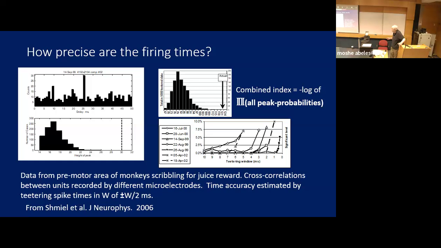We can say how precise firing times are. Here is an example from the work of Shmuel, a student of Menahem Abeles and me, who tried to estimate the precision of timing in firing. Here's a cross correlation between two neurons recorded through two different electrodes. You see that at this delay of 20-something milliseconds, there were 30 coincidences of firing of one neuron and then of the other. This seems to be higher than the background.